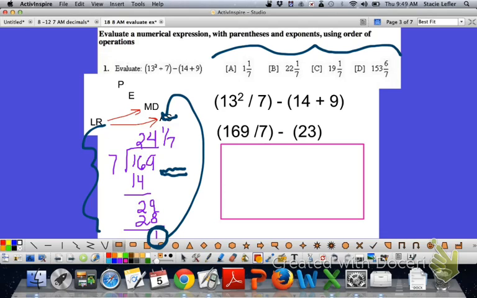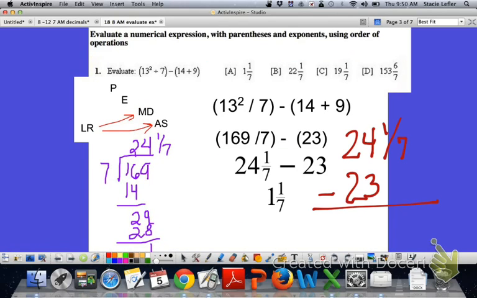And then we subtract 23. So 24 and 1/7, subtract 23. I'm going to have a fraction, subtract no fraction, so it's just 1/7, and 24 minus 23 is 1. So 1 and 1/7 is our final answer.